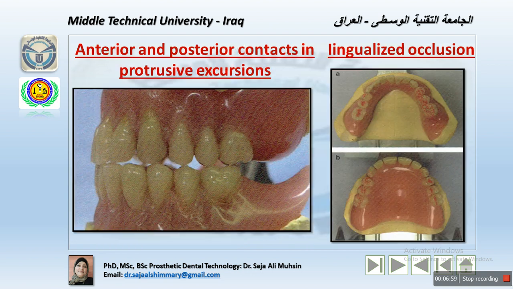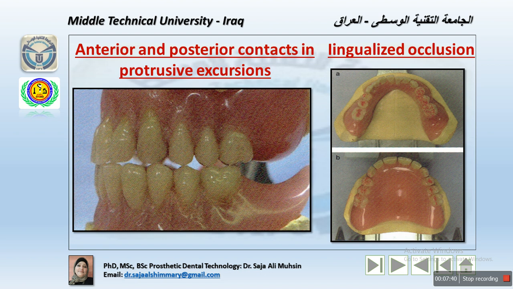Okay? Now, with the anterior and posterior contacts in protrusive excursion, as in the image on the left side, during the protrusive excursion for the patient with the complete denture, the anterior teeth contact and simultaneously contact should be provided between the posterior teeth to prevent the denture from dislodging. Otherwise, the space between the teeth leads to the maxillary denture falling down, and the lower moving upward and forward.